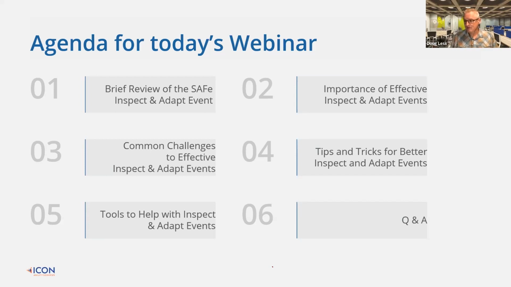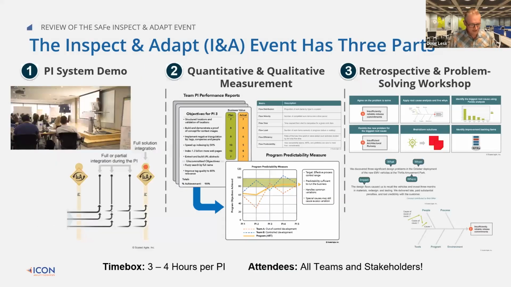I definitely want to make time for QA. I don't consider it to be a workshop without QA. So without further ado, let's take a step into what is this Inspect and Adapt event. It's really, if we think about scaling agility, going all the way back to Scrum teams.